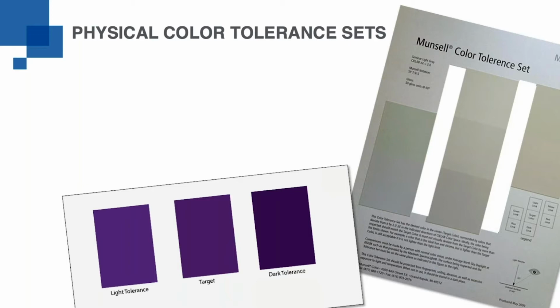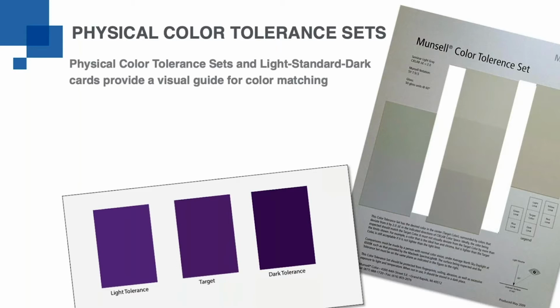Another example, on the right here, is a Munsell color tolerance set, which not only includes the light and dark ranges, but also includes ranges going off in the direction of red, towards green, towards yellow, and towards blue. These can be used as visual guides to compare your production to. However, they do have some shortcomings. They require that they're produced in highly controlled environments.